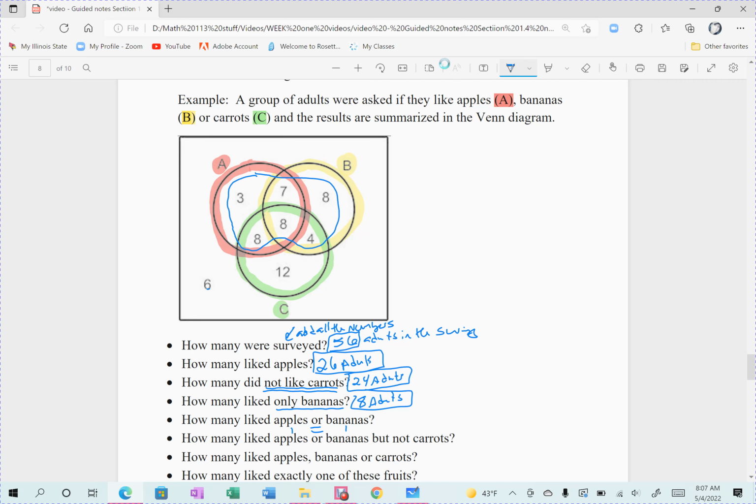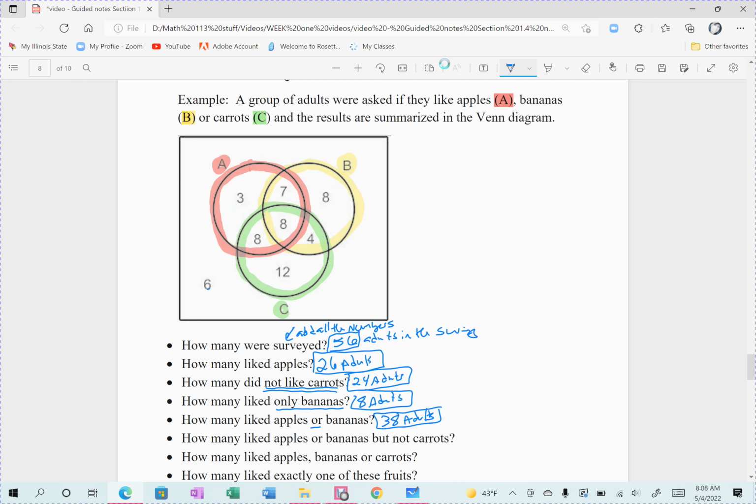And some people like carrots and some people don't, but they like apples and bananas because that's all we're interested in. We don't really care about the carrots. They may like them, they may not like them. Don't care. We just want those who like apples or bananas. Some of them just like apples. Some of them just like bananas. Some of them like both. And some of them even like carrots. All right, and so those are the numbers we're going to add up. This 3, 7, 8, 8, 8, 4. All right, so 3, 7, 8, 8, 8, 4. So everything in that blue circle that I've circled there are people who like apples or bananas. And so when you add those up, and again, you just have to make sure you're careful when you add them up, it comes out to 38 adults in the survey either like bananas or apples.